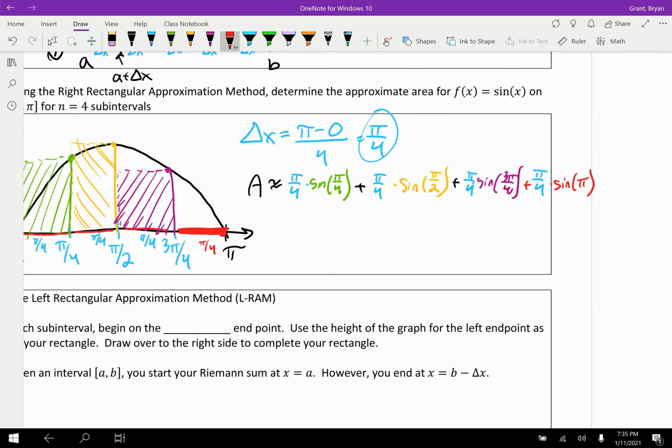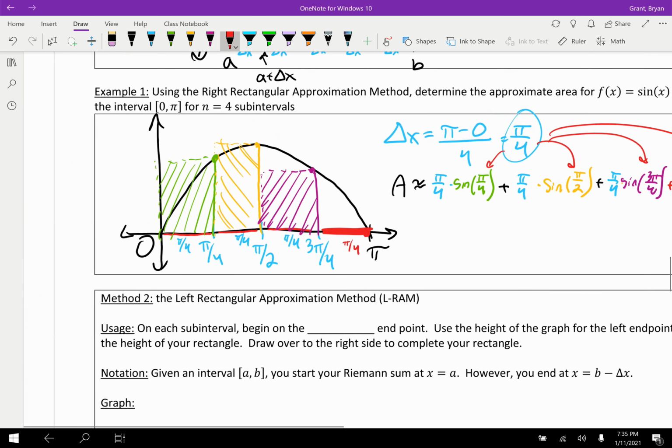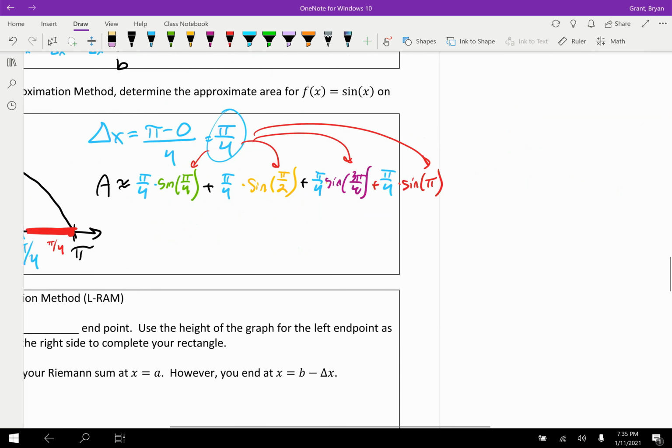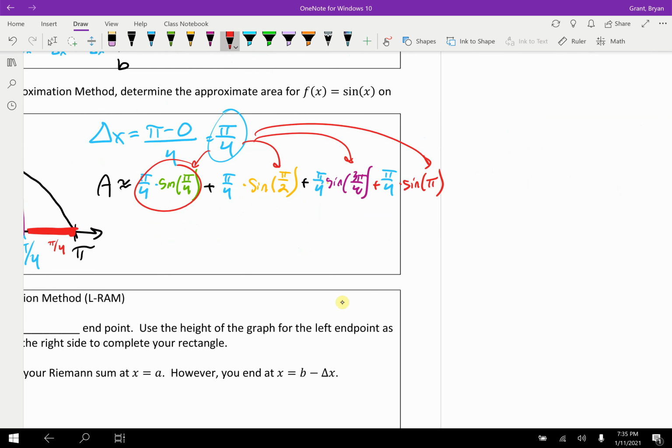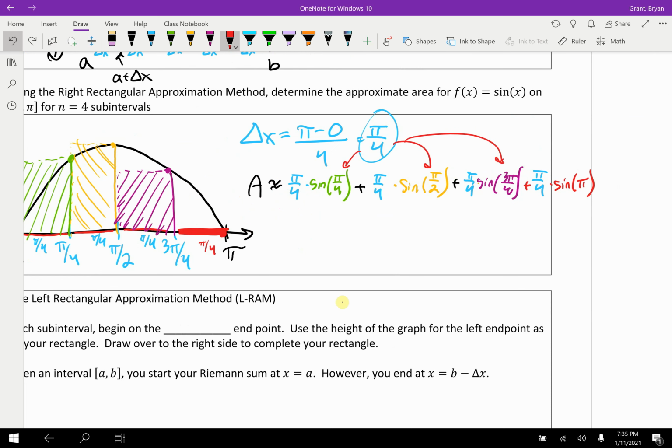Now, notice by doing this, we actually didn't need a graph. We knew where to start, and we knew what to add every time, and we knew not to use the first endpoint of 0, right? We have 4 products in here, 1, 2, 3, 4, okay? So that means 4 rectangles, 4 subintervals, if you will, and we could just write that out.